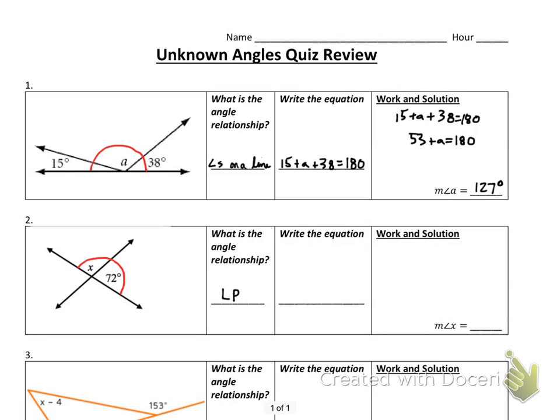Okay, so now we've got x plus 72 equals 180. And this is why I keep talking about whether angles add up to 180 or if they're congruent, which is most of our angle relationships. Because this is going to determine how we set up our equation. Okay, so this one right here, x plus 72 equals 180. Subtract your 72 from both sides, and we get what? 108. There it is.